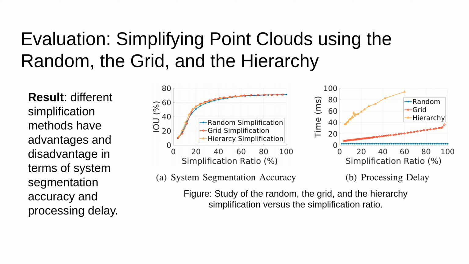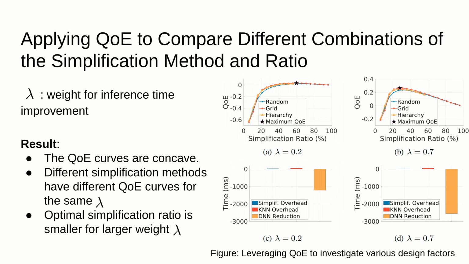Since data simplification consumes much less memory than running the DNN model, the data simplification does not cause actual memory usage. We propose a metric, QE, to investigate the impact of the simplification method, the simplification ratio, and the KNN configuration. Since k equals 1 is optimal for KNN, in this experiment we explore the QE for the simplification method and the simplification ratio.